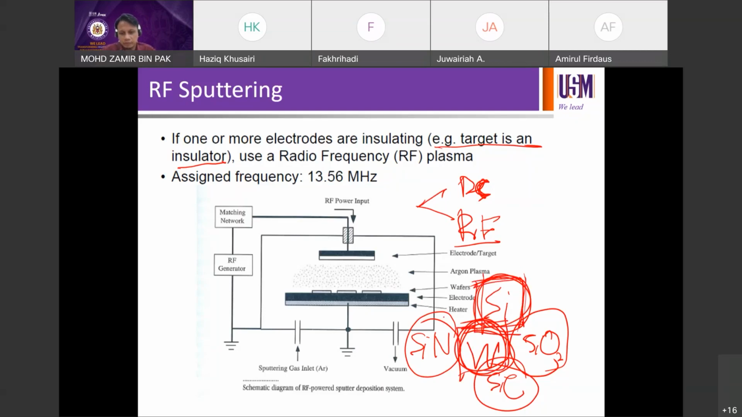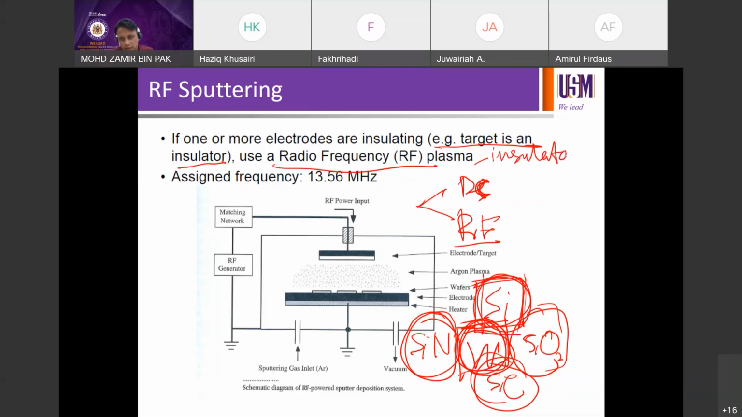Like insulator, for example, silicon nitride, oxide, carbide, many more. You ada oxide, tin oxide, no. Tin oxide is with good conductivity. TiO2 good conductivity, walaupun dia oxide. So there are other examples as well. So the point here is, if you use insulator as your target material, as your sputter target, you need to use RF sputtering. Okay? You need to use RF sputtering if your target materials are insulators.